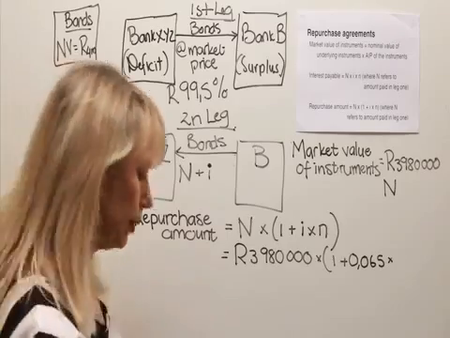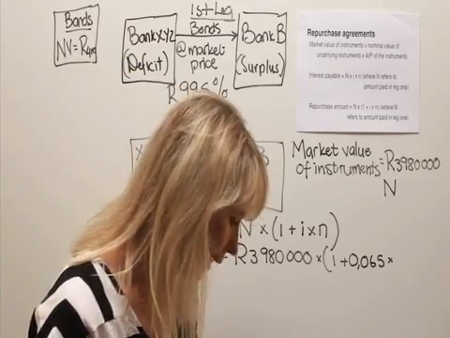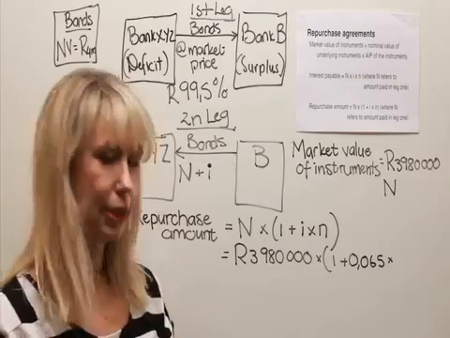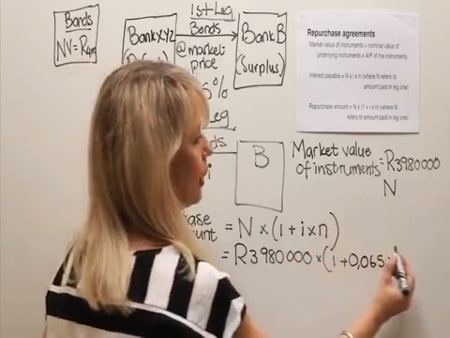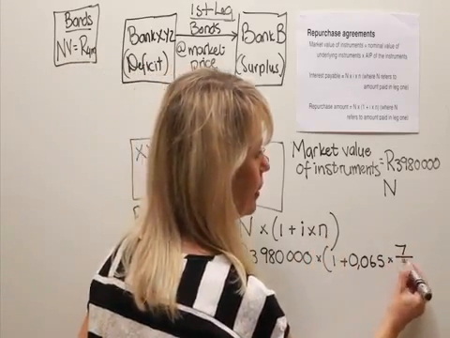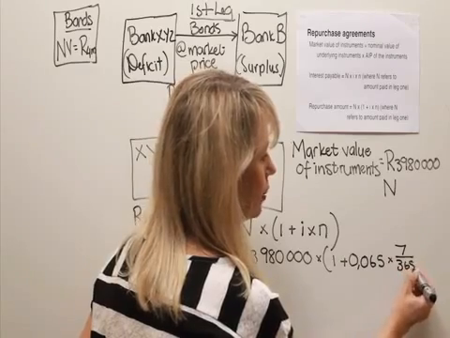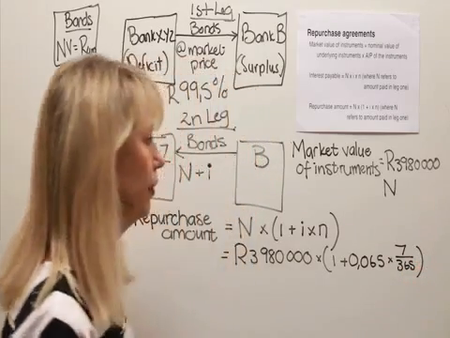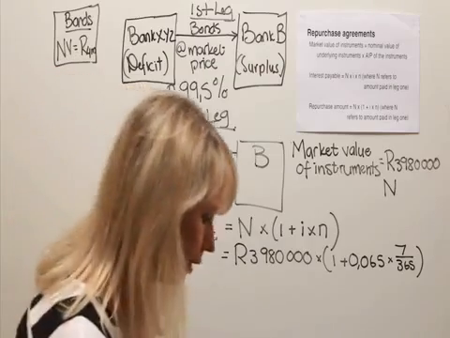Now N will refer to the portion of the year between these two legs of the transaction, and it says that Bank XYZ agreed to repurchase the bonds 7 days later. So N will be 7 divided by 365. Right, so now we have to do that calculation.